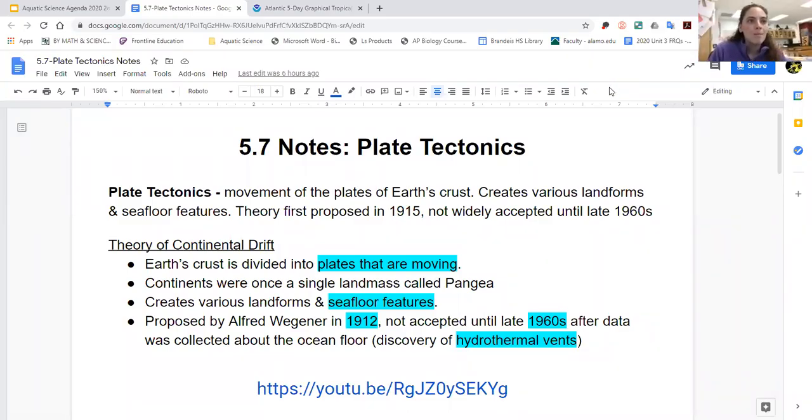Hello, today I'm going to talk about plate tectonics. So plate tectonics by definition is the movement of plates of the Earth's crust. So the Earth has layers, which you may or may not recall from middle school. So the upper level is crust, and that's going to be our solid Earth. That's made up of plates that float and move along a liquid mantle. The movement of our plates creates various landforms and seafloor features.